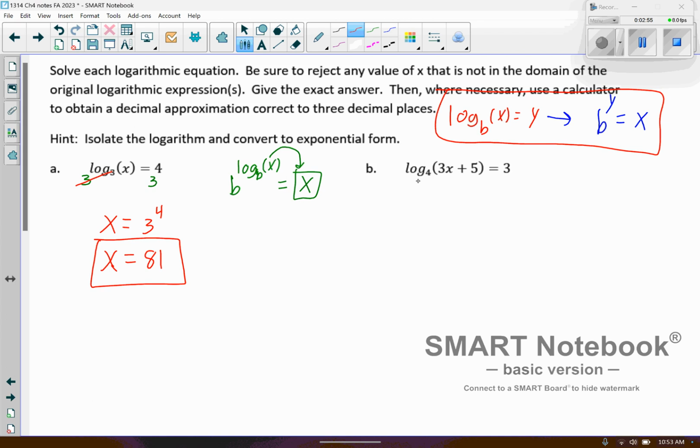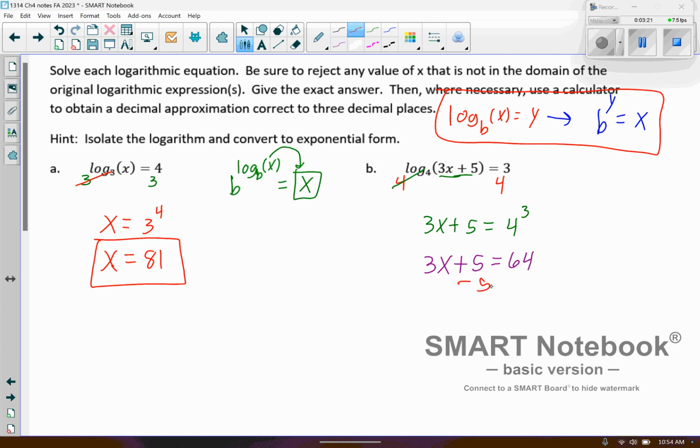For B right here, I'm just going to insert a base 4 on both of these. Then that will cancel out, and I'm just left with this. So I have 3x plus 5 equals 4 to the power of 3. And 4 to the power of 3 is going to give us 64. So now I have 3x plus 5 equals 64.